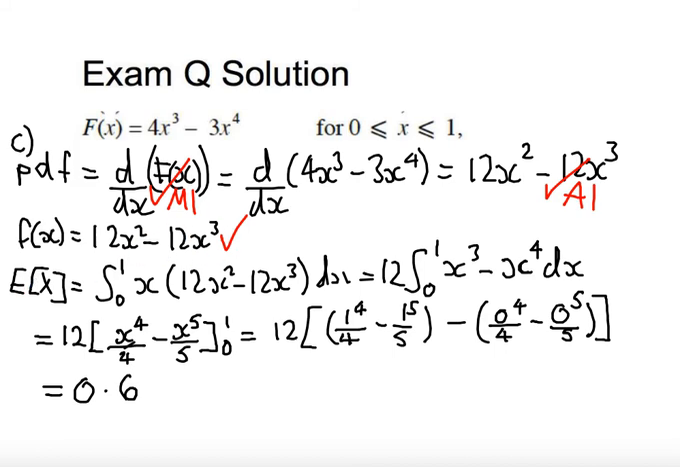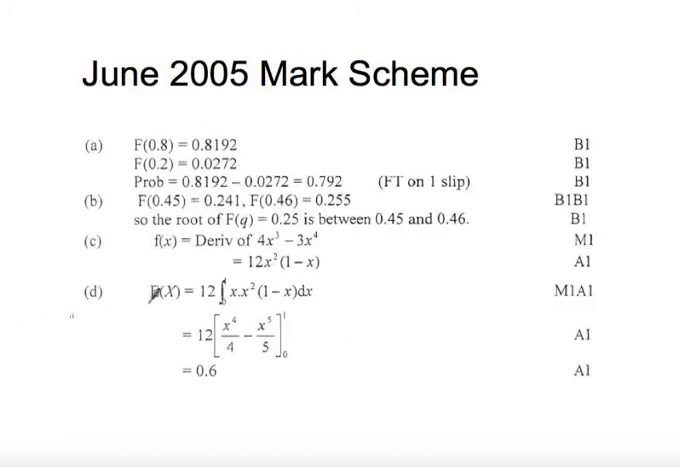Finally, find the expectation of x. Method mark and answer mark for demonstrating correctly that we are going to multiply the probability density function by x. Then get an answer mark for the expression where I've integrated, if I've done it correctly, and then an answer mark for 0.6.